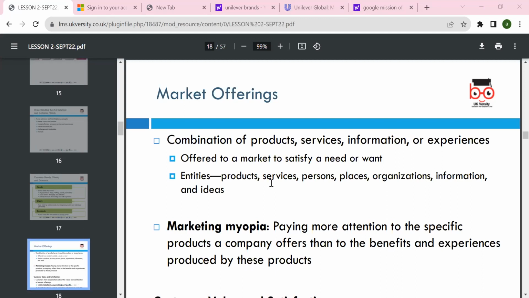Okay, so CIM means Chartered Institute of Marketing in the UK, and there are a number of other chartered institutes, like ACCA, CIMA, and various others. So this is marketing.